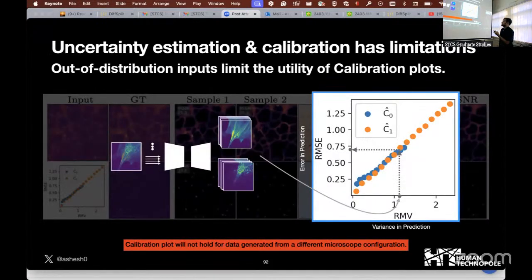I showed you one calibration plot, but the limitation of this is that when the data is out of distribution, in the sense that you use a different microscope configuration to generate the data, then this will not hold. And so to do a proper job at this, we need to also tackle the case of out of distribution, where the images will come from a slightly different data distribution, and then how do you handle it?